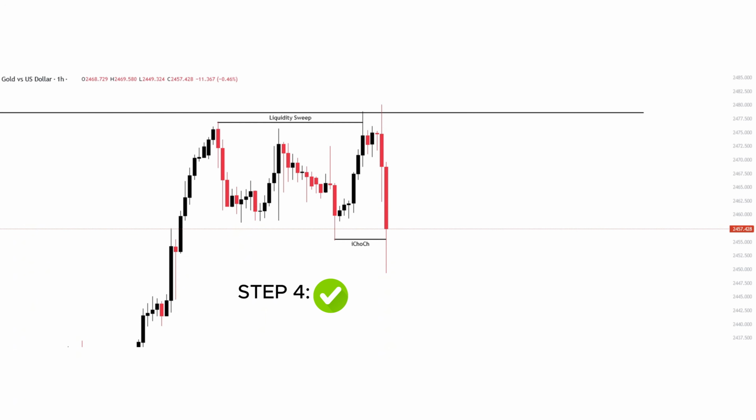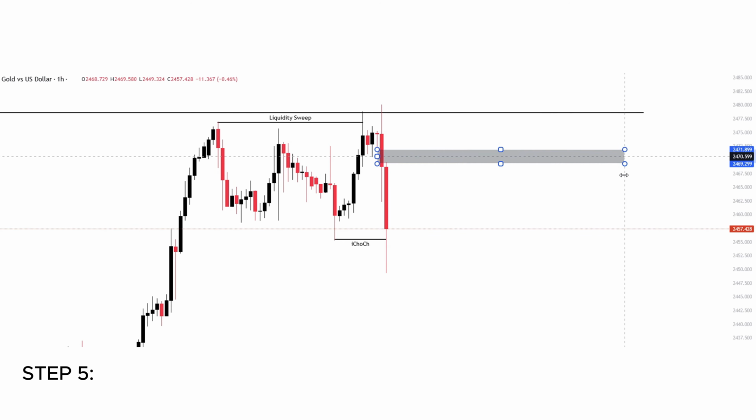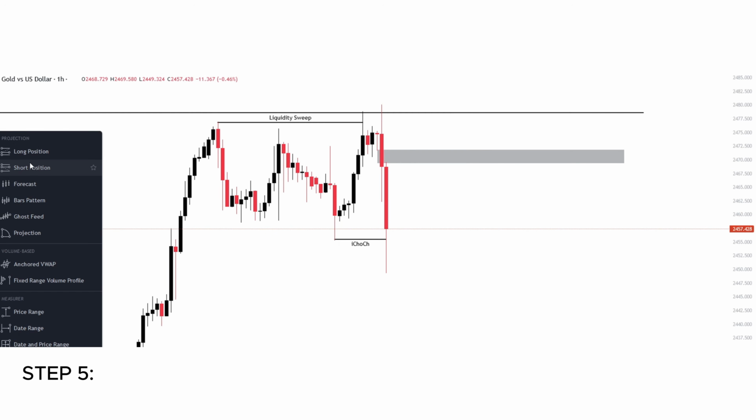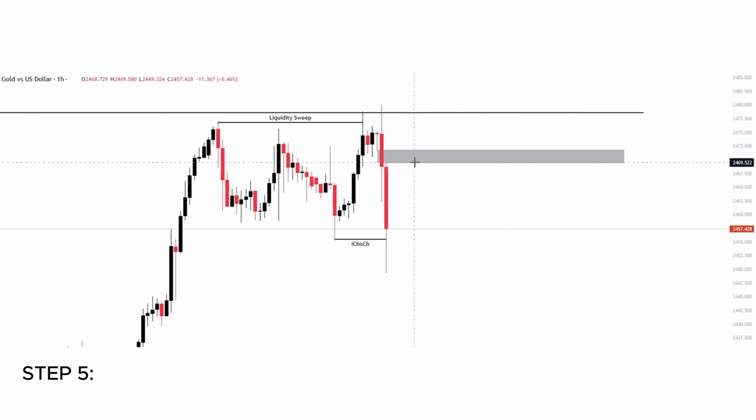Step 4 checked. And the last step, step number 5, is identifying a market imbalance to enter a setup that has been validated by all steps. And we got a market inefficiency right here. An inefficiency created by the aggressive downside push, and we look forward to short the inefficiency once refilled.